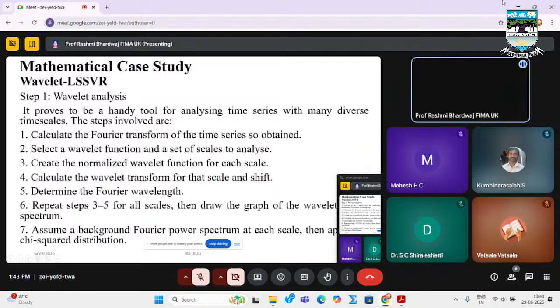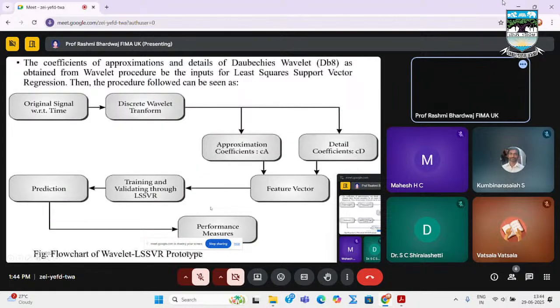Calculate the Fourier transform of the time series. Select a wavelet function and set a scale to analyze. Create the normalized wavelet function for each scale. Calculate the wavelet transform for that scale and shift. Determine the Fourier wavelength. Repeat the steps till we get the wavelet spectrum.